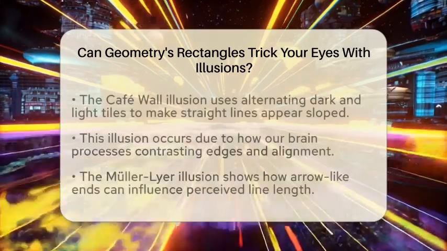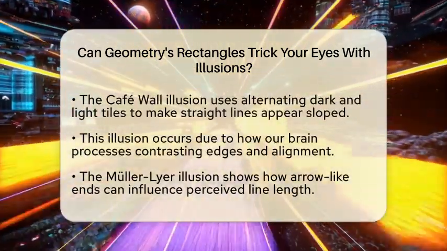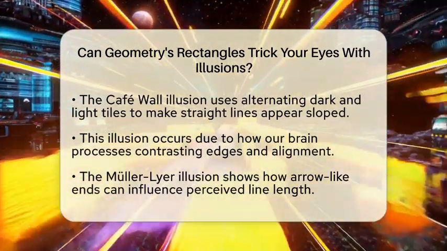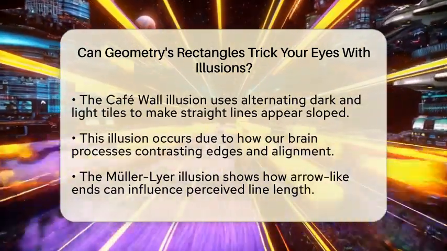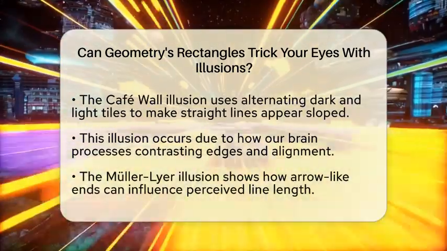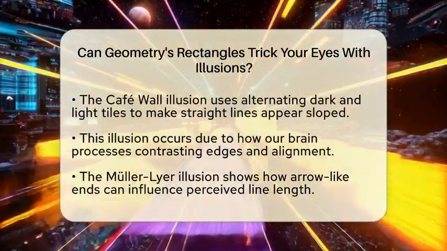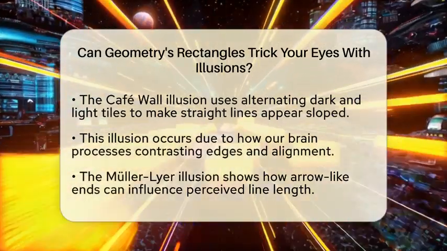One popular example is the Café Wall illusion. In this illusion, alternating dark and light rectangular tiles are arranged in offset rows. This clever setup makes straight horizontal lines appear sloped or wavy, even though they are perfectly straight. This happens because our brain processes the contrasting edges and alignment cues, leading us to see something that isn't there.